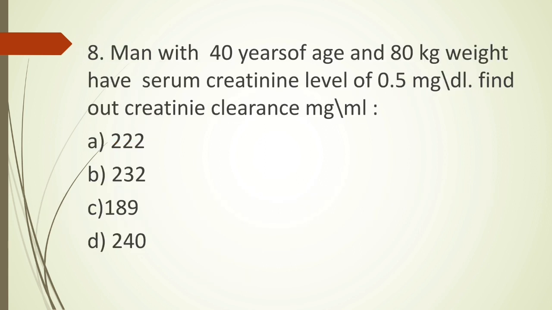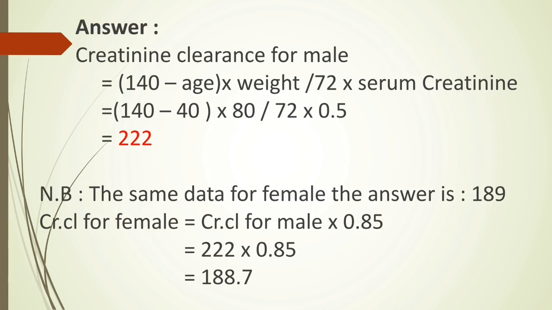So here the question is about a man 40 years of age with 80 kilogram weight and serum creatinine level 0.5 milligram per deciliter. The creatinine clearance of a male can be calculated by using the equation (140 minus age) into weight divided by 72 into serum creatinine level.